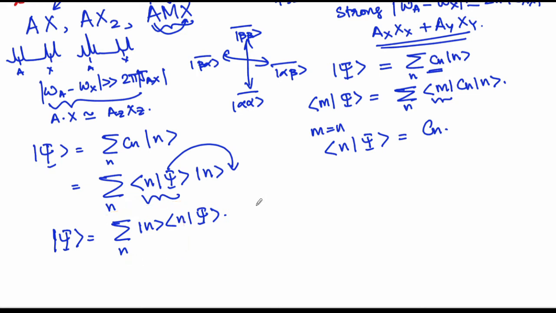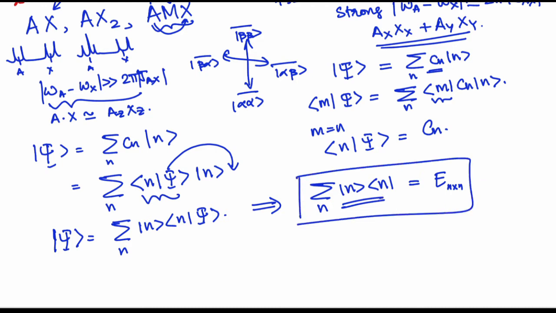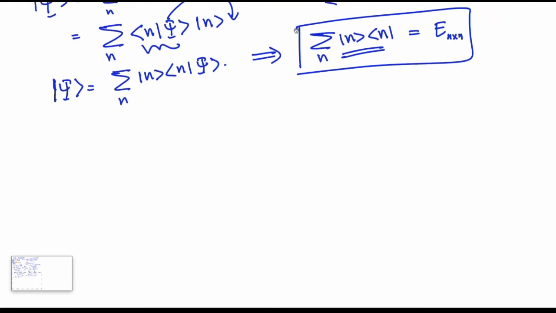So this immediately implies that the summation over n over the states of ket n times bra n will be given as identity. Identity, of course, in the dimension n by n based on what is the level of dimensionality that you have here. So this is an important identity that we will keep using as we go forward.